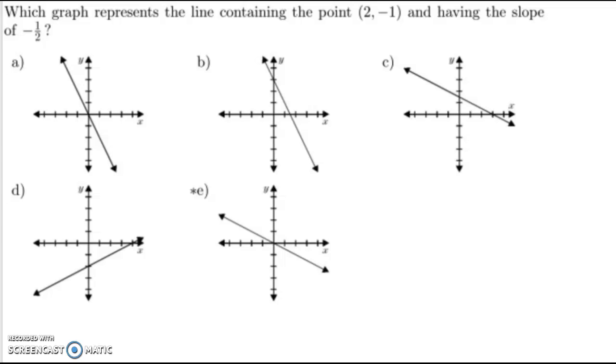Hi everybody, this is CR number 23, helper video number 2. It says, which graph represents the line containing the point (2, -1) and has a slope of -1/2.